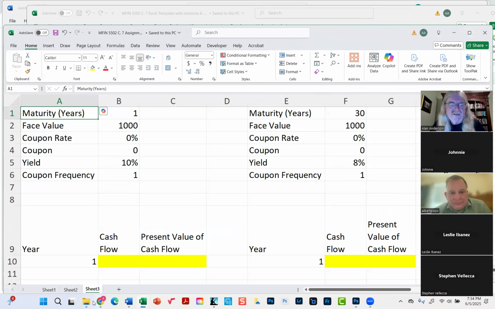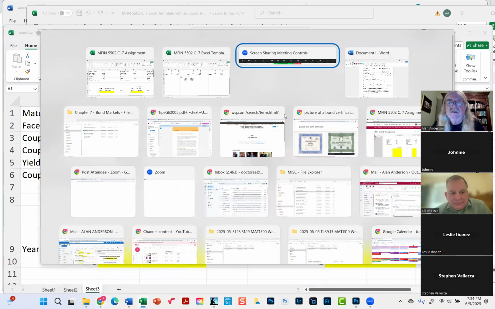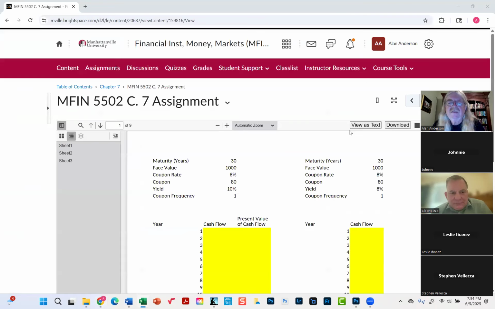But instead, let me get to... I'm looking around for Blackboard space. Here it is.